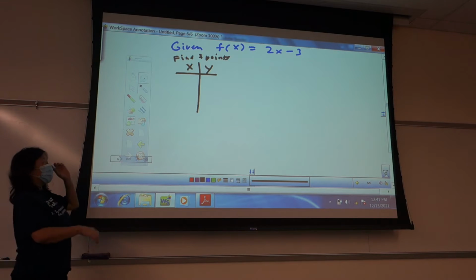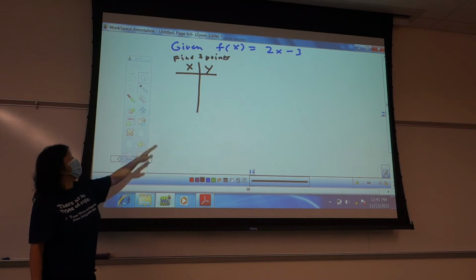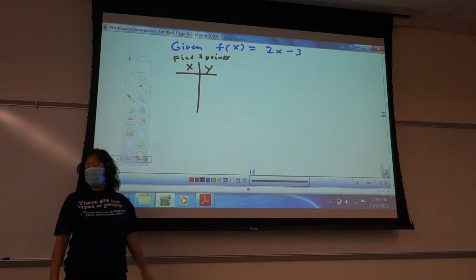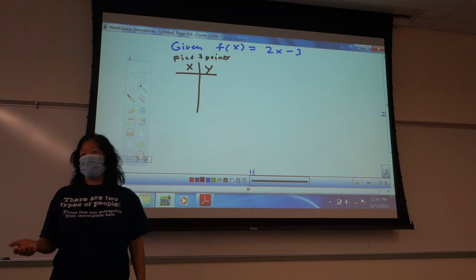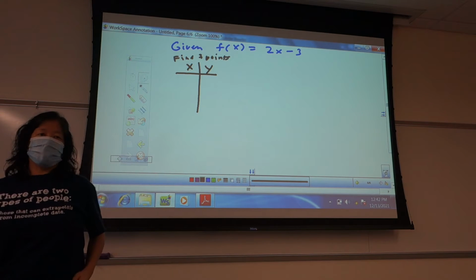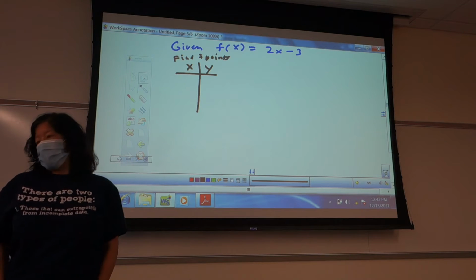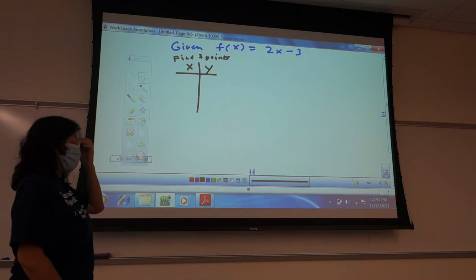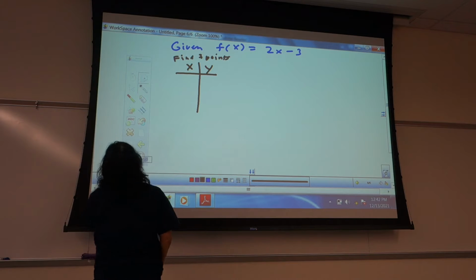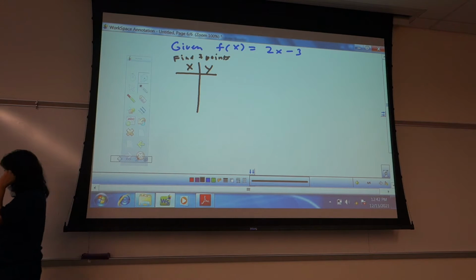So pick any 3 numbers you want for x. You choose, I don't care. What would be the easiest ones to do? X is what? 0, 1, and maybe 2. 0, 1, 2 would probably be the easiest. But you can pick any ones you want.